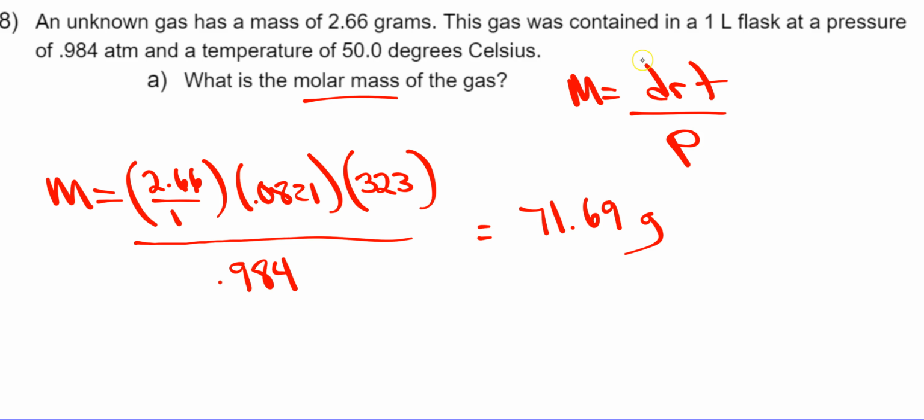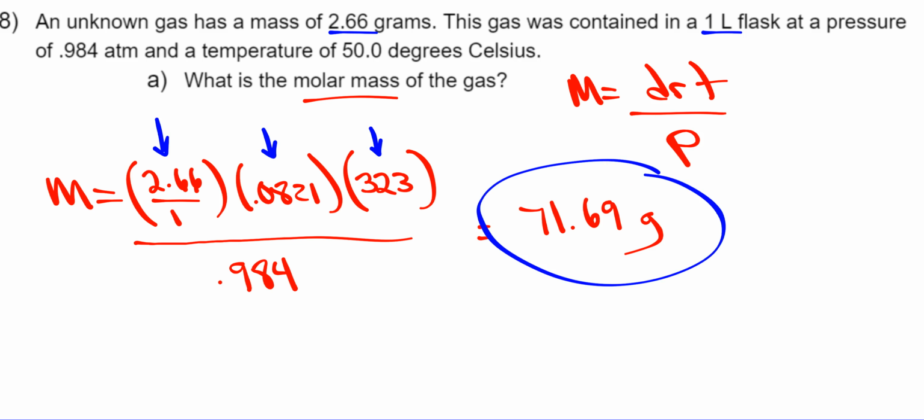The density is sort of hidden here. It doesn't say the density of something, but it gives you 2.66 grams in a certain volume. So that's your density, grams per liter. I just put a 1 there. Mathematically that's pointless, but it shows that this is the density, 2.66 grams per liter. R is 0.0821, because it always is. The temperature is in Kelvin, and the P is in ATM. When I plug that all in, I got 71.69.